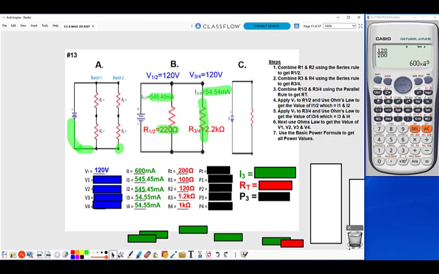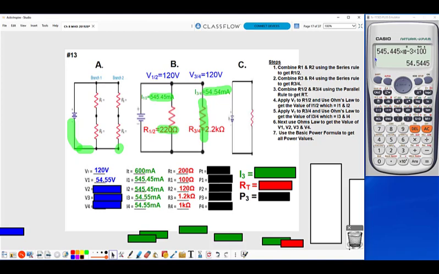So now I can just use Ohm's law and take the 545.45 milliamps times the 100 ohms, 545.45 times 10 to the negative third, times 100 ohms. That gives me 54.54. We round the second number after the decimal. That's how much V1 will be.